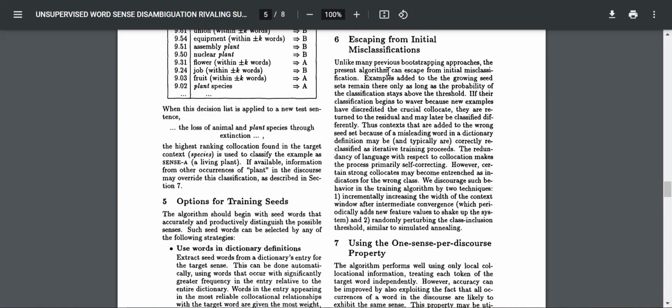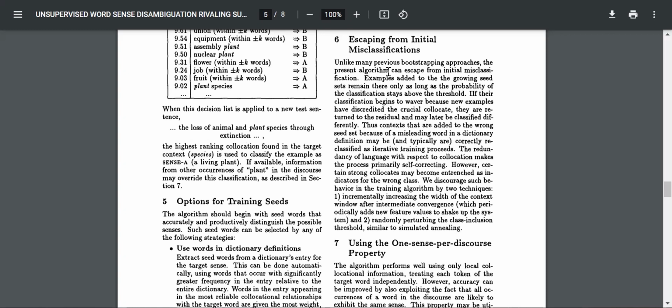Also, how do you escape from initial misclassifications? Unlike many previous bootstrapping approaches, the present algorithm can escape from initial misclassifications. So, essentially, what they're trying to say is if you make some mistakes at the early stage, there are ways for you to make sure that they do not carry on to the later stages. Examples added to the growing seed set remain there only as long as the probability of their classification stays above the threshold. If the classification begins to waver because new examples have discredited the crucial collocate, they are returned to the residual and may later be classified differently.